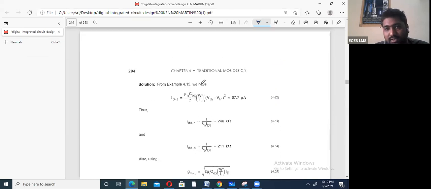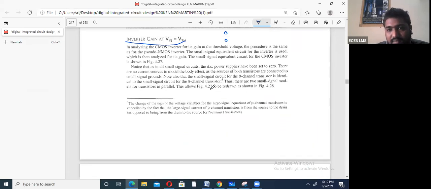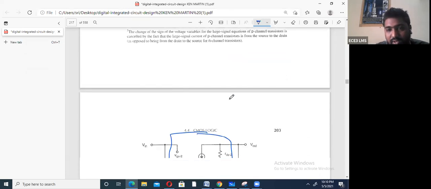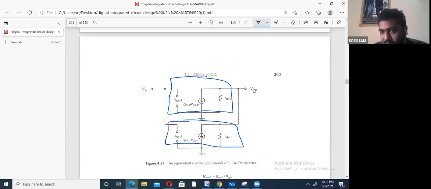So based on that, they calculated the gain of the pseudo NMOS inverter. You will get the expected graph like this only. Here you will get gain versus frequency. This is V0 by Vi.